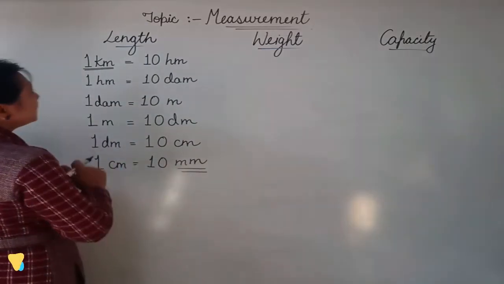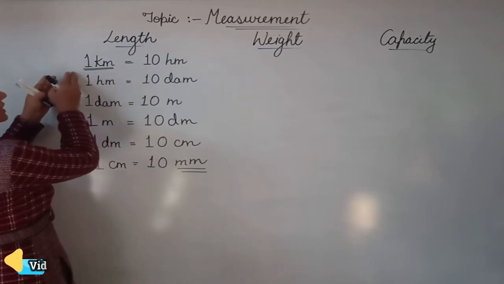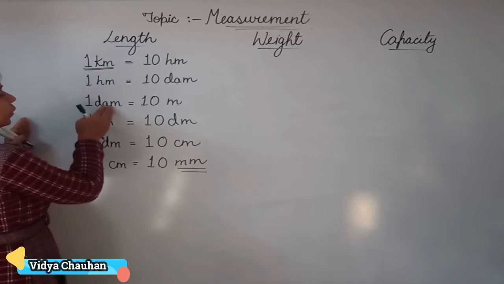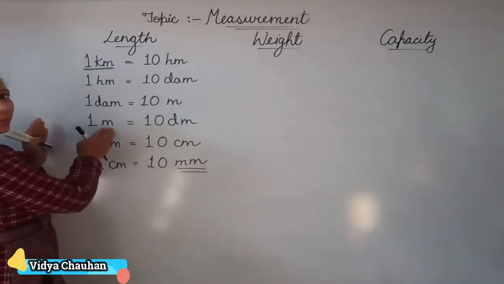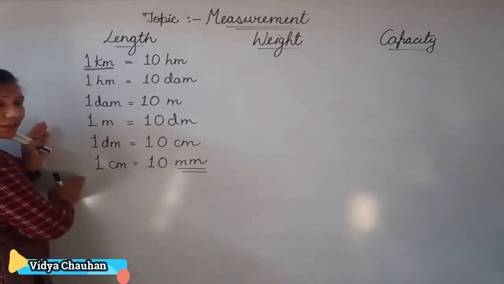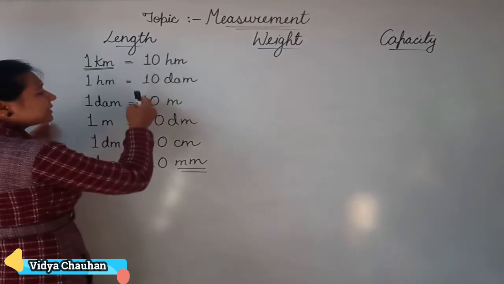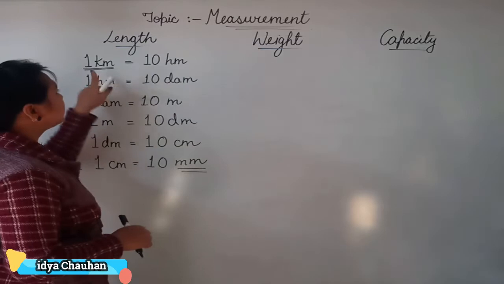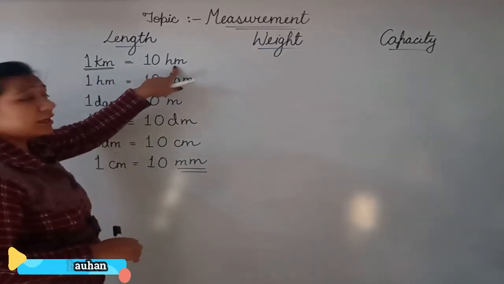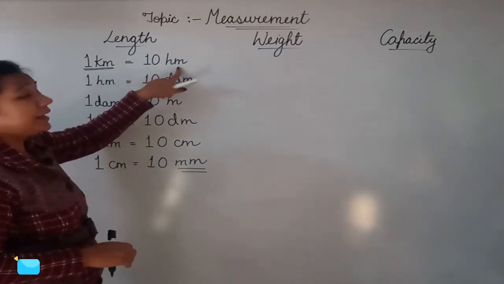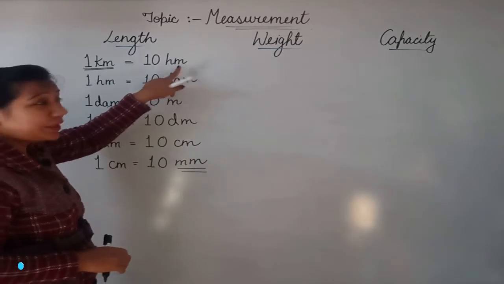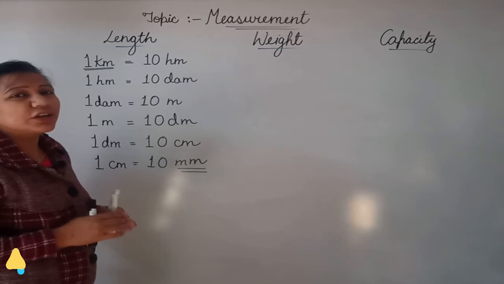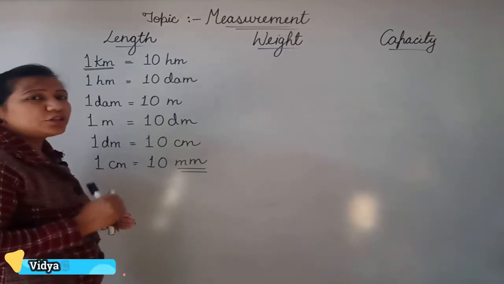Now here you can see that every time on the left hand side I have taken 1 kilometer, 1 hectometer, 1 decameter, 1 meter. That means the unit term is on this side, and on the right hand side every time we have the term 10 times. That is, 1 kilometer is equal to 10 times of hectometer, that means 10 hectometer. Clear, students?